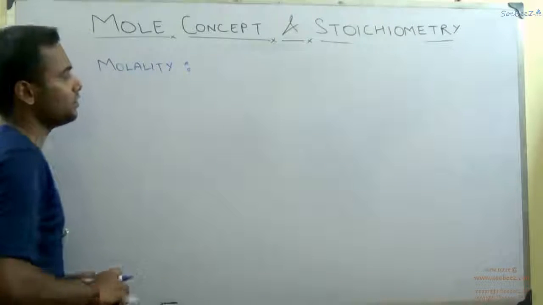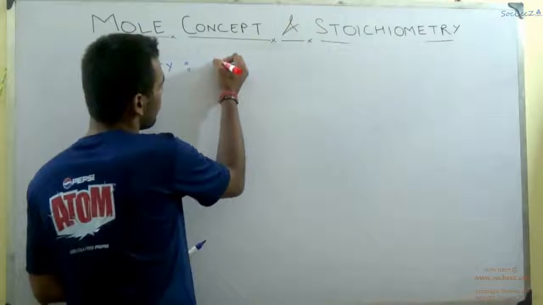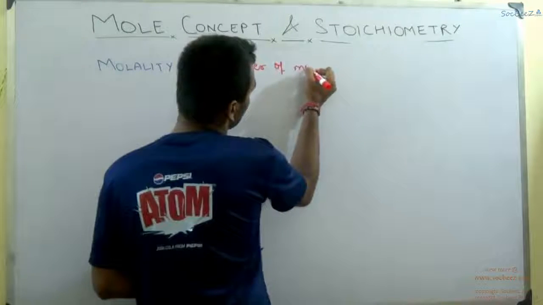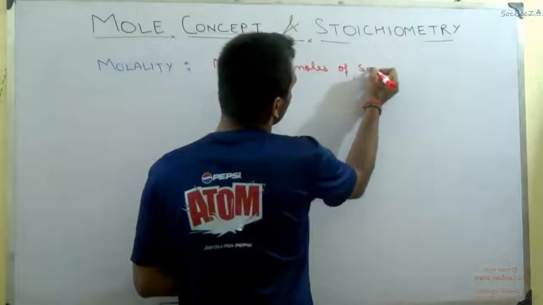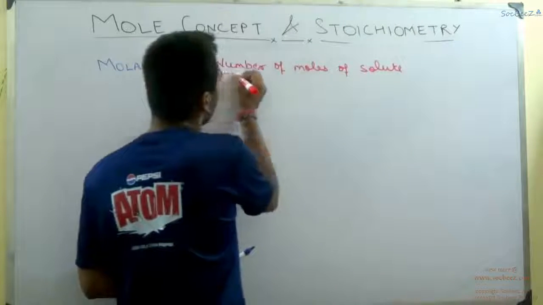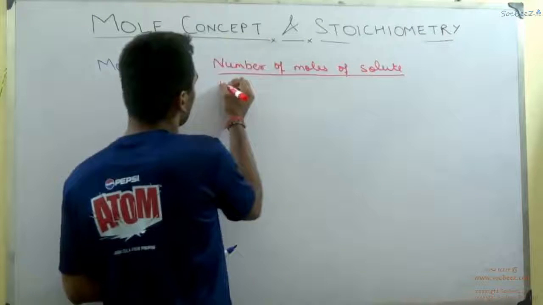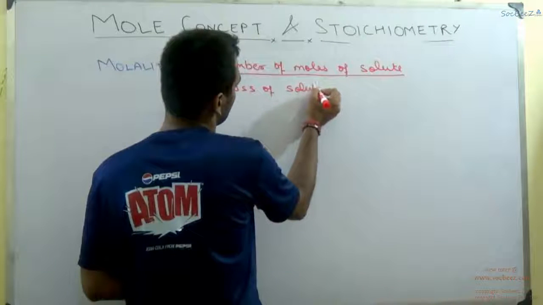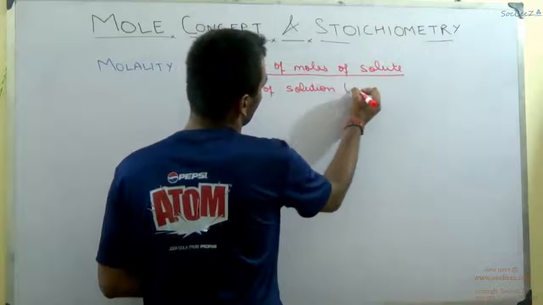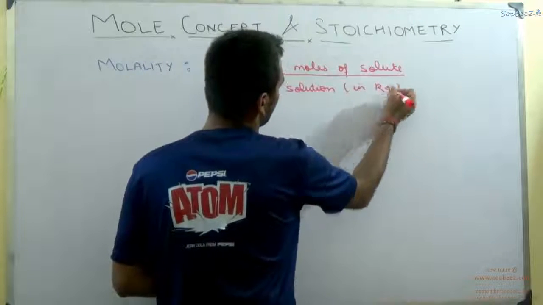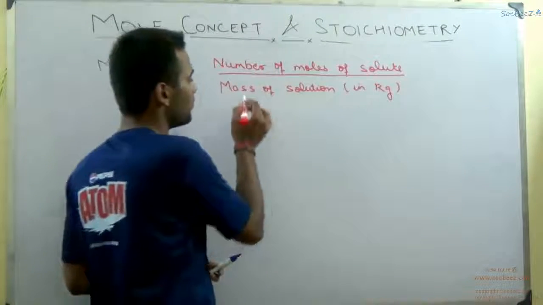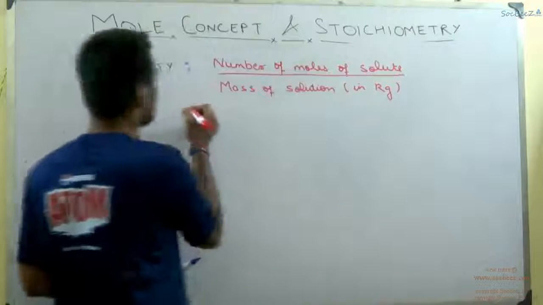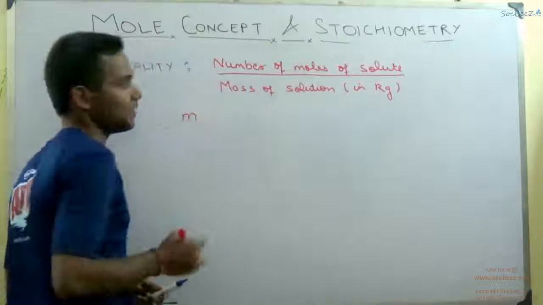Okay. So by definition, molality equals number of moles of solute divided by mass of solution in kilogram. Just remember that the mass of solution contains the mass of solute plus mass of solvent. Molality is represented by small m.